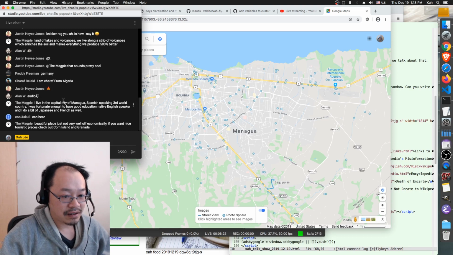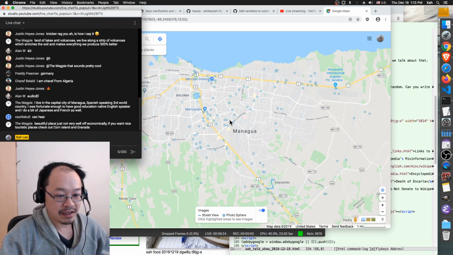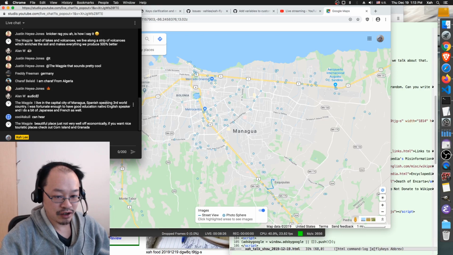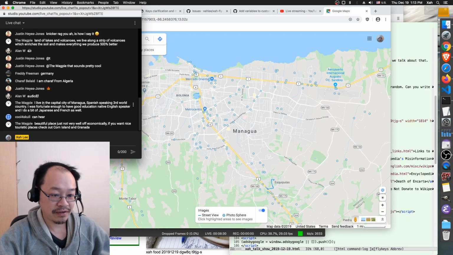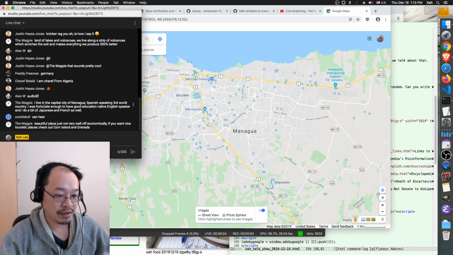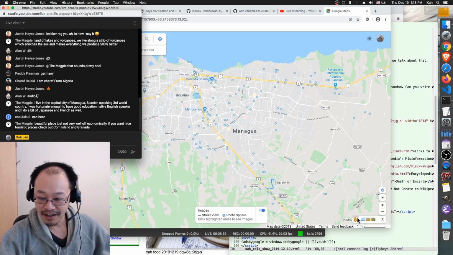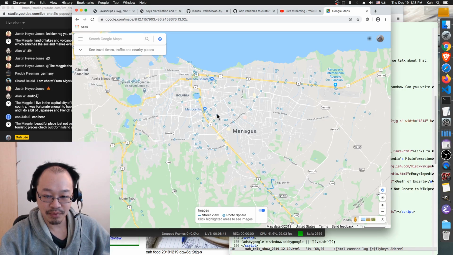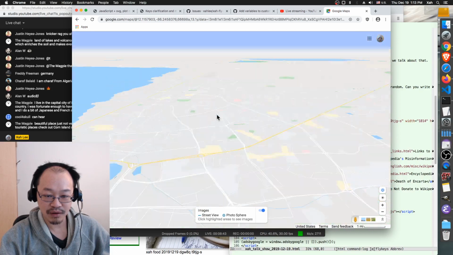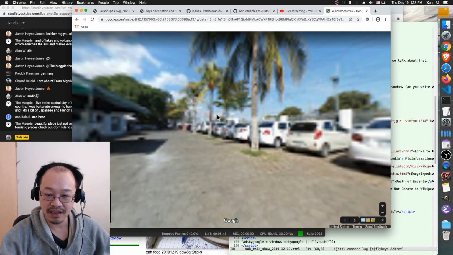So Magpie says he lives in Managua, is Spanish speaking, and it's a third world country. I was fortunate enough to have a good education and am a native English speaker, and I do a bit of Japanese and French. Oh, good. Okay, let's drop down to Street View and see what it is like.